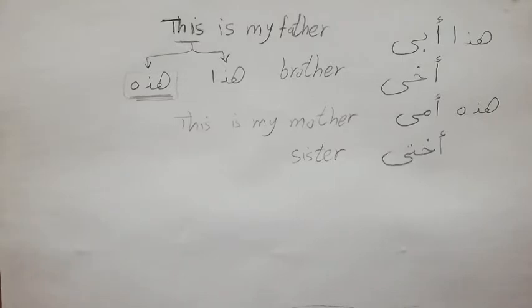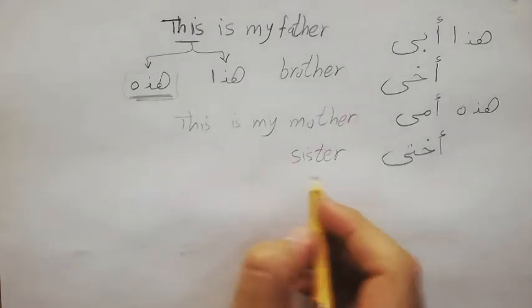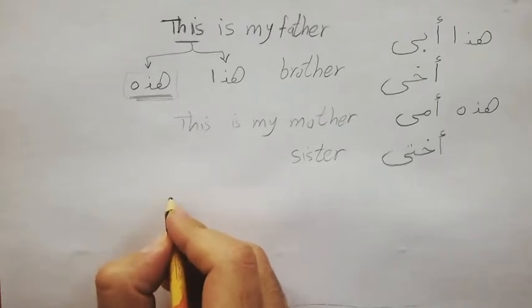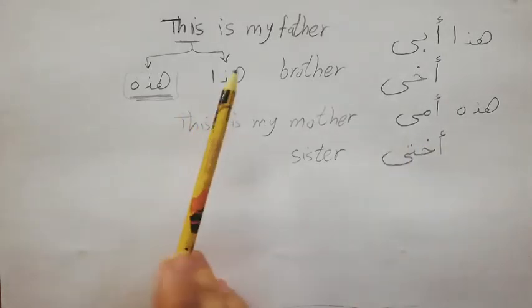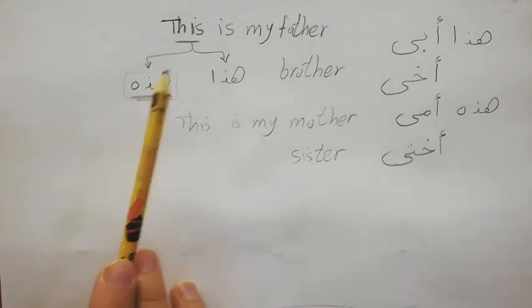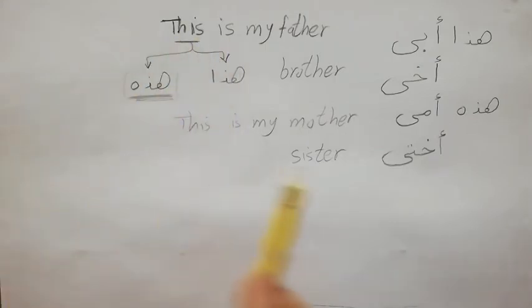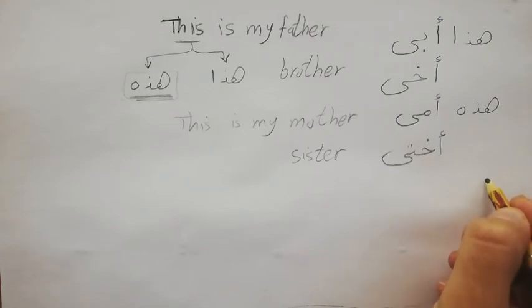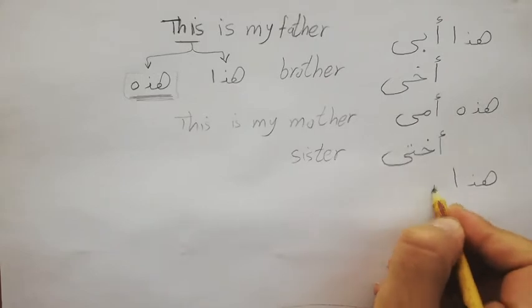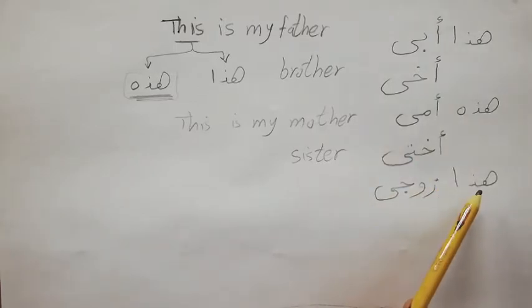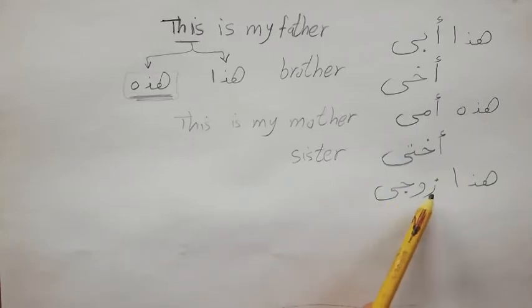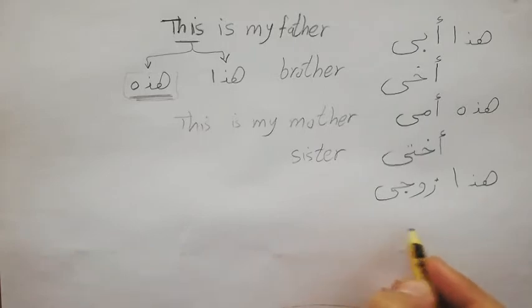Okay, so now let's go for something else. What if you want to say this is my husband? Okay, so which one should we use? هذا or هذه? Yes, I've heard you. Yes, هذا, because husband is masculine. Okay, so هذا زوجي. One more time. هذا زوجي. هذا زوجي.